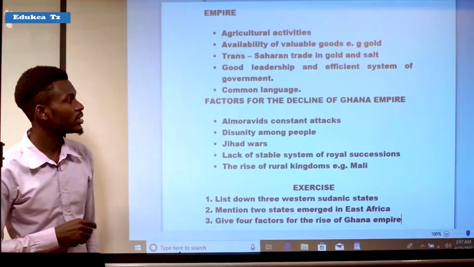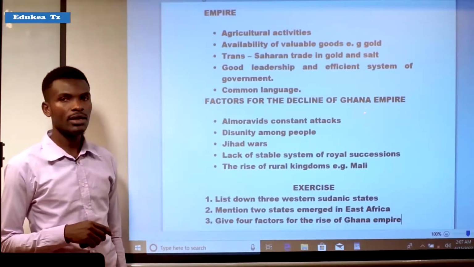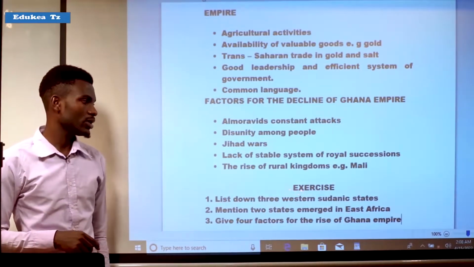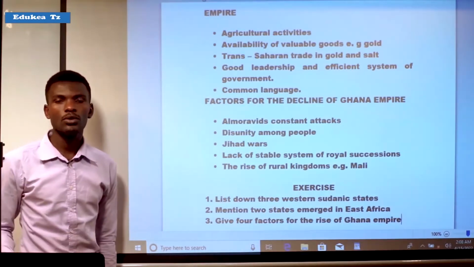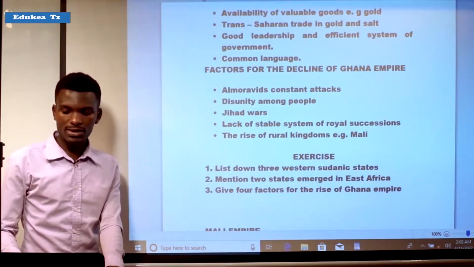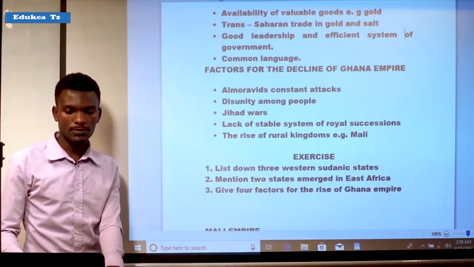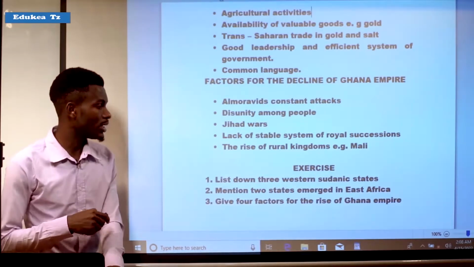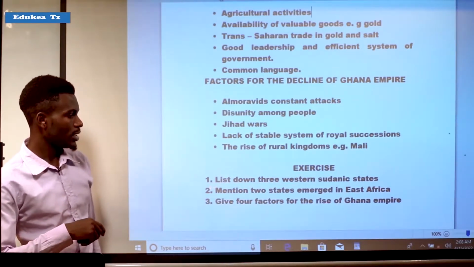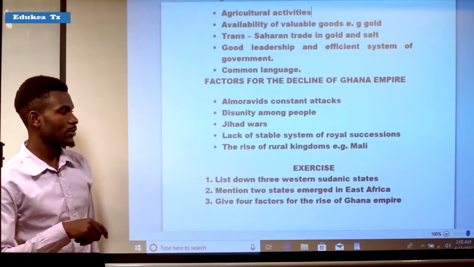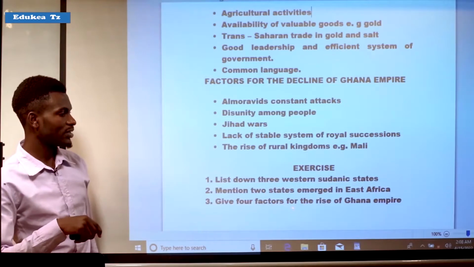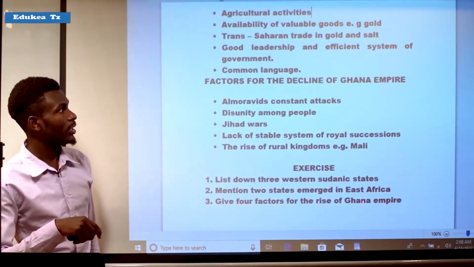So after looking at the factors for the decline of the Ghana Empire, I would like to wind up there and leave the questions which you are supposed to do, dear students of Form 1. Our questions are only 3. The first question states: list down 3 Western Sudanic states. The second one is: mention 2 states that emerged in East Africa. And the last one: give 4 factors for the rise of the Ghana Empire.